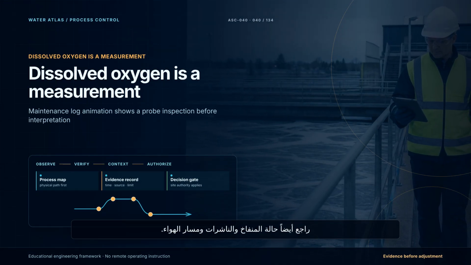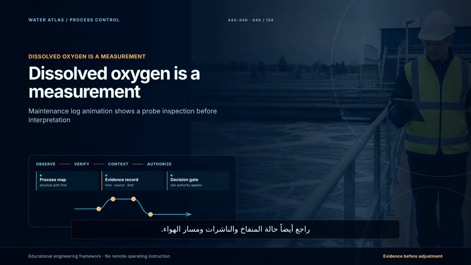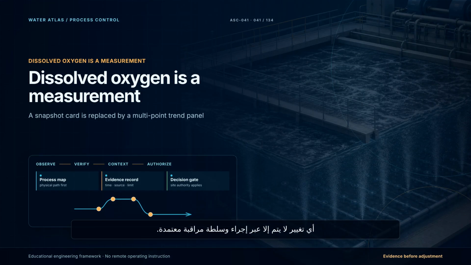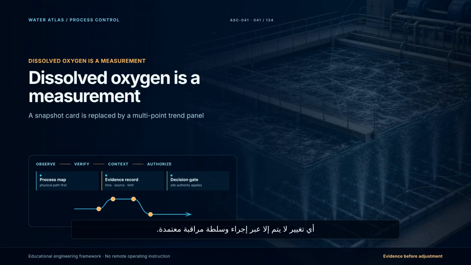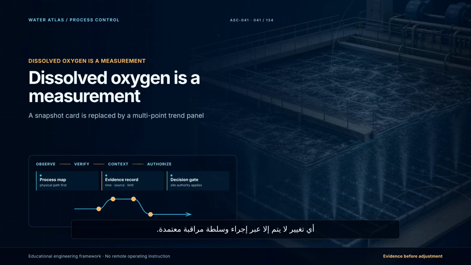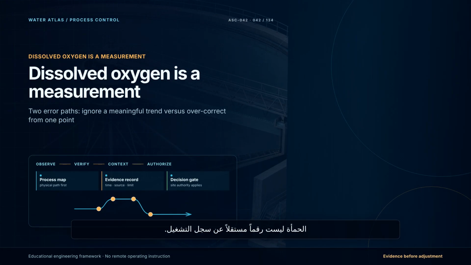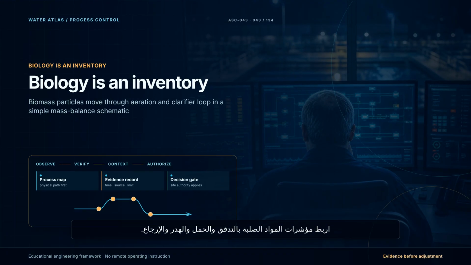Dissolved oxygen is commonly monitored because it helps show the relationship between biological demand and oxygen transfer conditions. Yet a dissolved oxygen reading should not become an automatic instruction. The value depends on where and when it was measured, calibration quality, basin configuration, mixing, temperature, loading, and the plant's treatment objectives. A sound question is not simply, what number should we see? A stronger question is, does this measurement at this location and time fit the current process story?